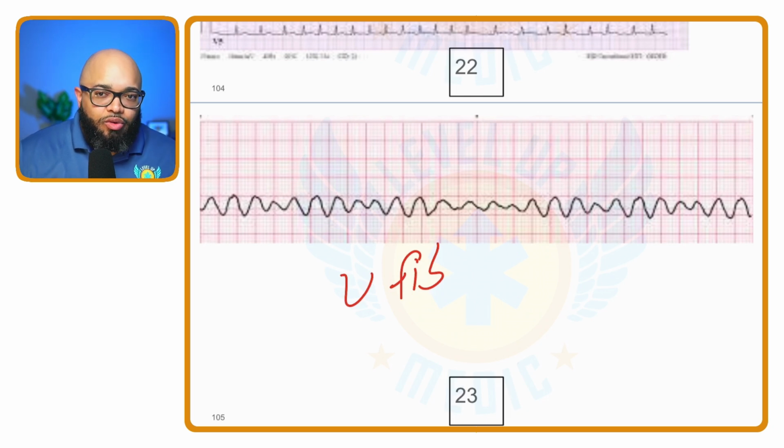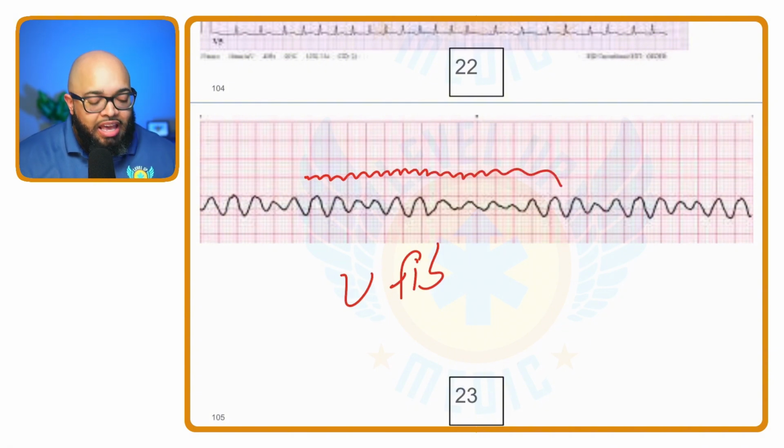Now, some people would call this coarse VFib. Some people would call it fine. I'd actually call this a little more coarse. Fine VFib is going to be a little more fine, okay? Either way, they're VFib. What do we do for VFib?